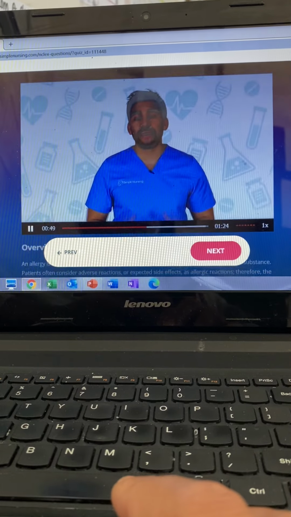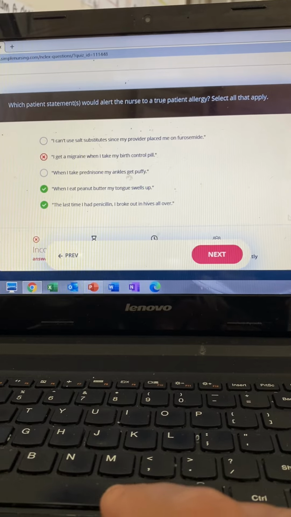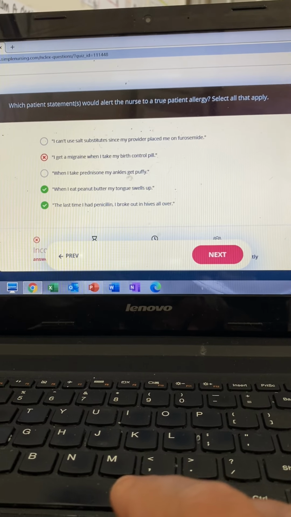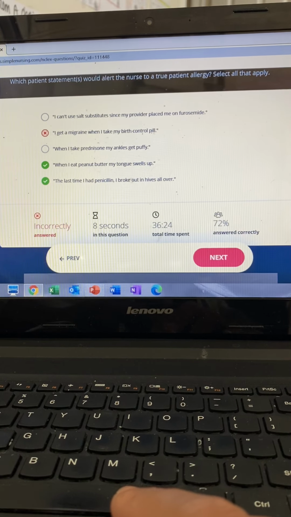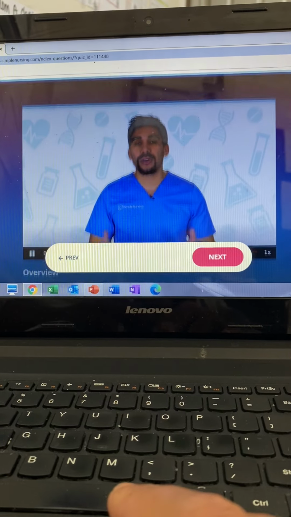So option 3, also incorrect. Puffy ankles with prednisone. Guys, remember, prednisone puffs the body. That's a normal side effect. No indication of hives or airway. Now, option 4 and 5 are correct here.